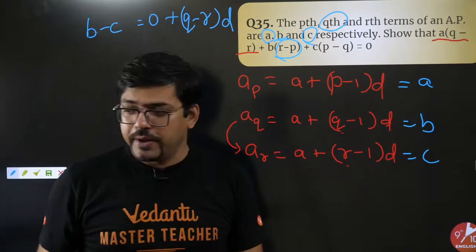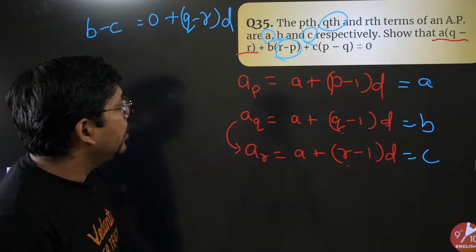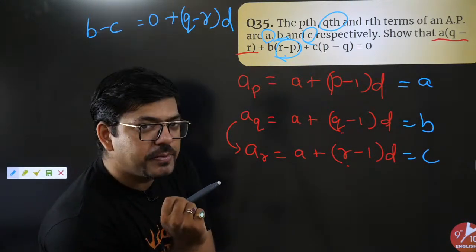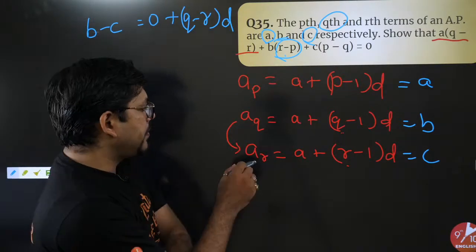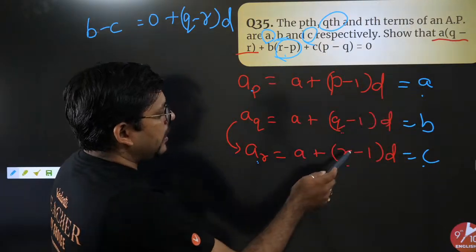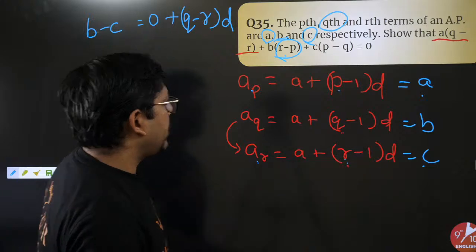Fine? You all got it? Okay, cool. Now if all of you got it, next we need R minus P. How would I get R minus P? Very simple. AR minus AP. If I subtract C minus A, I would get AR minus P. Okay, so I'll write C minus A.